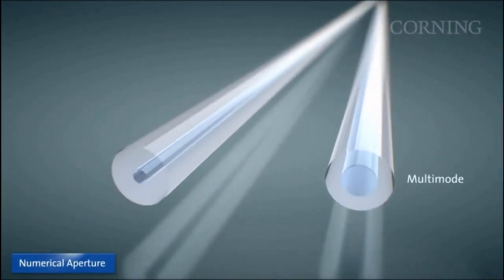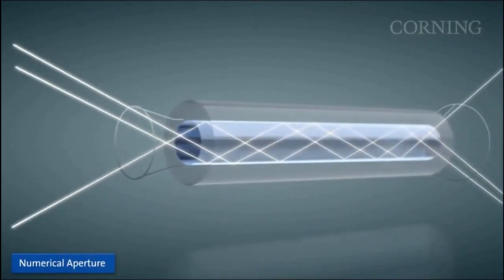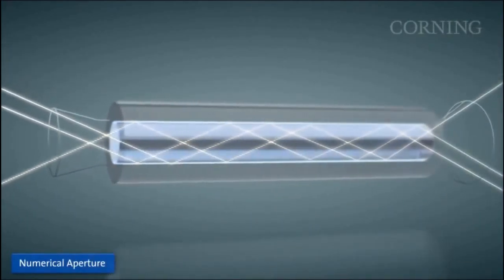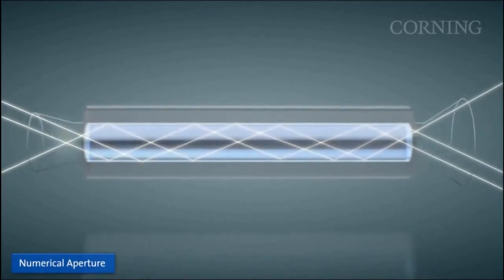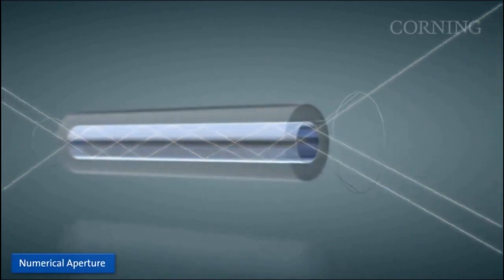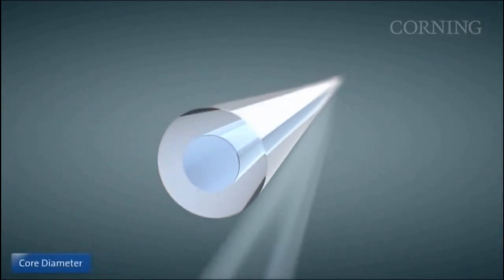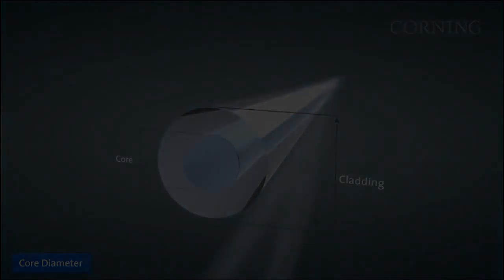Multi-mode fiber has two important characteristics, numerical aperture and core size. Numerical aperture is the measure of the angular range of acceptance of light into a fiber. The angle over which a fiber accepts light depends on the refractive indices of the core and cladding glass. Core diameter is a fundamental design parameter of multi-mode optical fiber. The larger the core, the more modes of light can propagate.